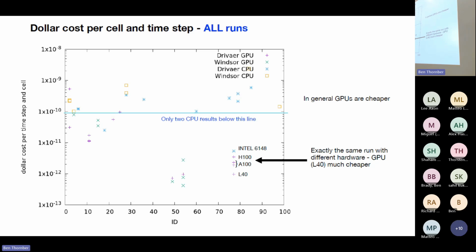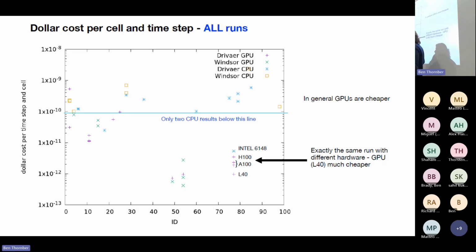And then, multiplying by the values that I showed in the first slide, we can put this into dollar cost. And here we have the different codes. Again, we have the lattice Boltzmann code down here. We see here the different GPUs. The L40 is the cheapest one, the most effective one. The H100, despite being very fast, is also very expensive.